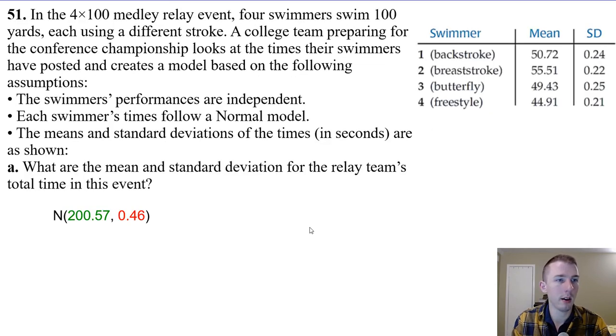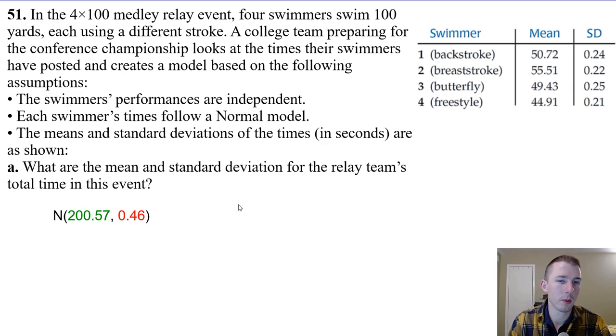So let's look at number 51. So that wasn't too much. A lot of that was review, but still good to go through again. In the 4x100 medley relay event, 4 swimmers swim 100 yards, each using a different stroke. The college team preparing for the conference championship took the times their swimmers have posted and created a model based on the following assumptions.